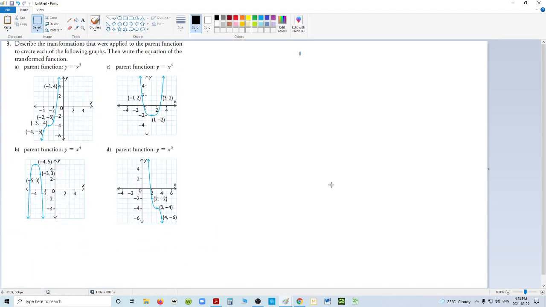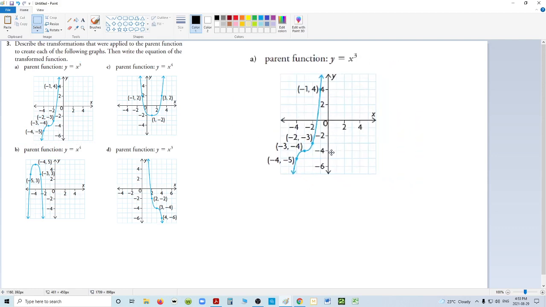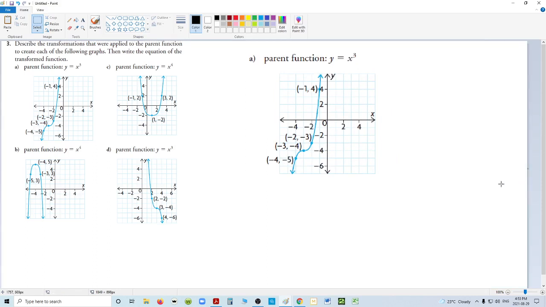Describe the transformations that are applied to the parent graph to create each of the following graphs. Then write the equation of the transformed graph. Okay, so this is a little tricky. They're telling you the parent graph, and the trickiness is that you have to come up with its A, its B, and you know what? This is not as easy as it looks.